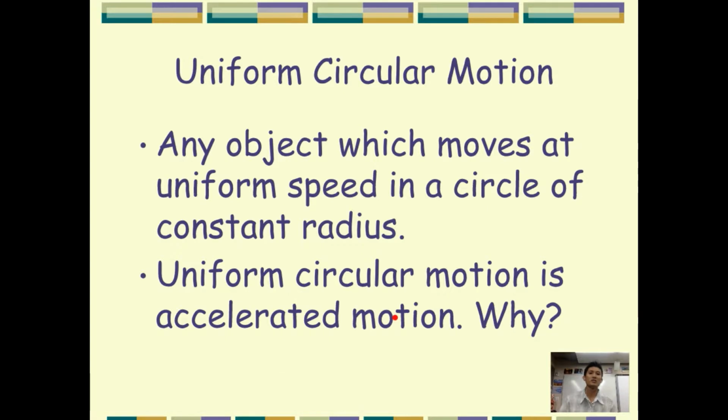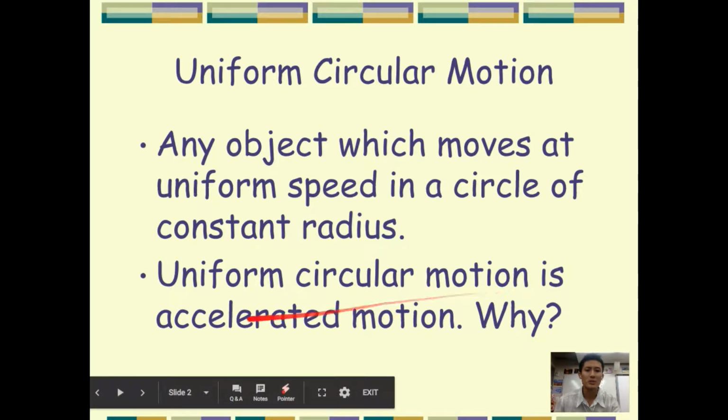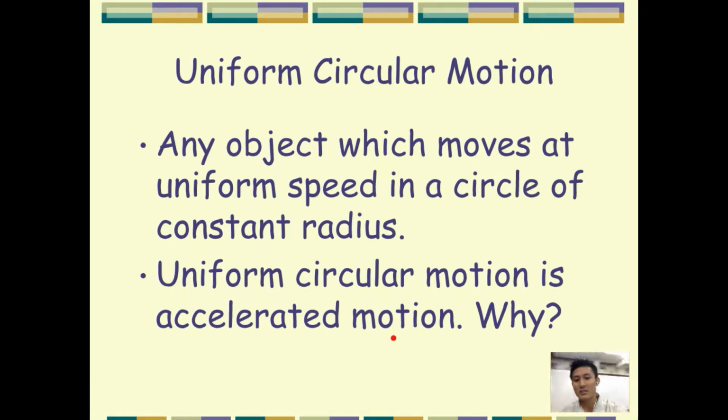Uniform circular motion we can describe as any object that moves at uniform speed in a circle of constant radius. So as long as you're moving in a constant circle at a uniform speed, we would say you're going through what we call circular motion. And we can state also that uniform circular motion is what we call accelerated motion. When you're moving in a circle, so let's say we were to spin around in a circle, we are actually accelerating while we are spinning around in the circle.